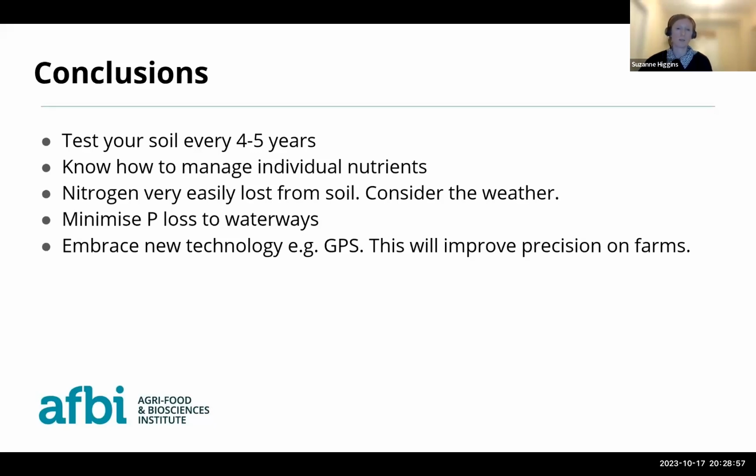And embrace some of the new technology. Don't be afraid of GPS. This will improve the precision on your farms, and it's obviously going to take time to get used to new technology, but this is the way forward, and we'll be doing the research to see the benefits of some of this technology. So that's all I have tonight. I'm going to hand back to Jason.